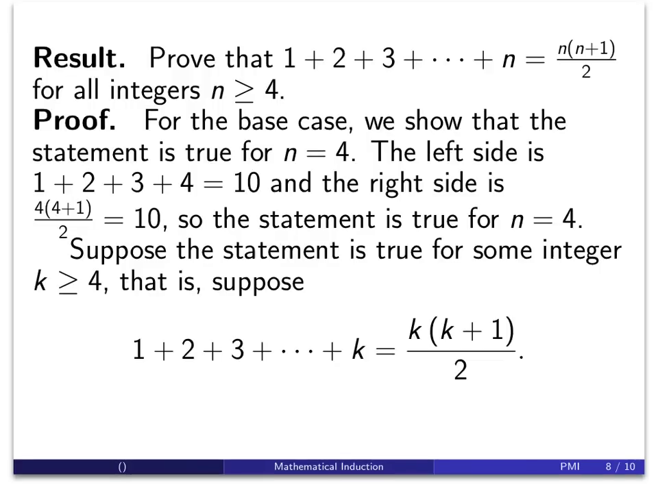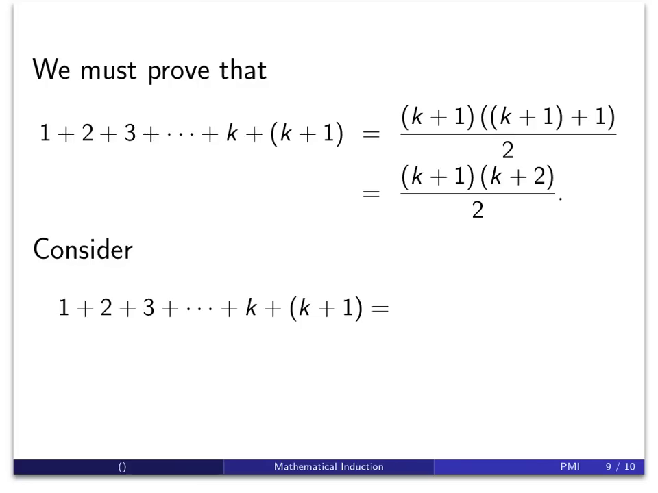All right, so now let's suppose the statement is true for some integer k greater than or equal to 4. Why did we say greater than or equal to 4? Because that was my base case. And so we're going to suppose that this is true. Again, all we did was take our original equation and replace n by k. So our goal then is to prove that the first k plus 1 integers, when added up, will be equal to, well, it's a little bit more complicated here. I'll get to that in a moment.